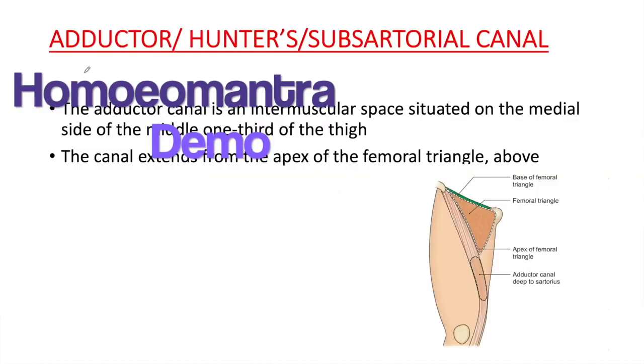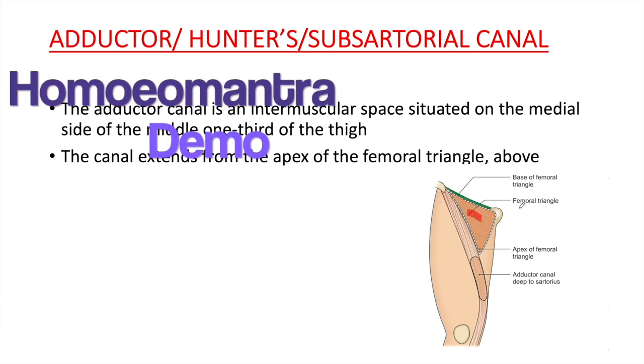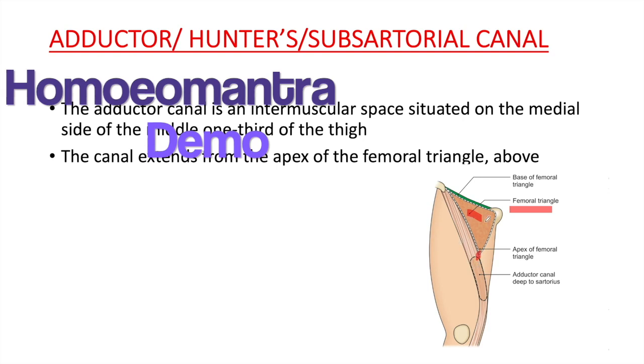Next is the adductor canal, or Hunter's canal, or subsartorial canal. The adductor canal is an intermuscular space situated on the medial side of the middle 1/3 of the thigh. This is the femoral triangle. This canal extends from the apex of the femoral triangle. This is the femoral triangle and this one is the adductor canal.